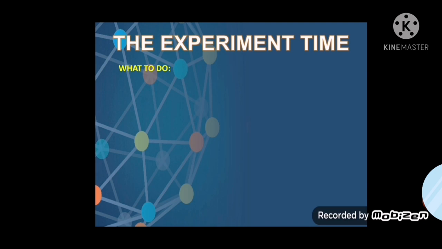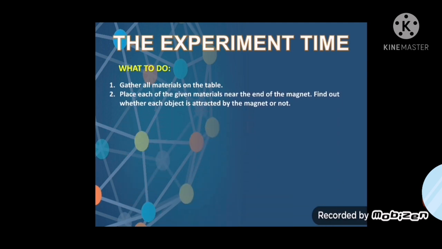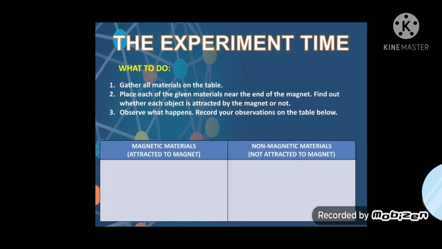And these are the things you have to do. First, gather all the materials on the table. Second, place each of the given materials near the end of the magnet. Find out whether each object is attracted by the magnet or not. Third one, observe what happens. Record your observations on the table below.